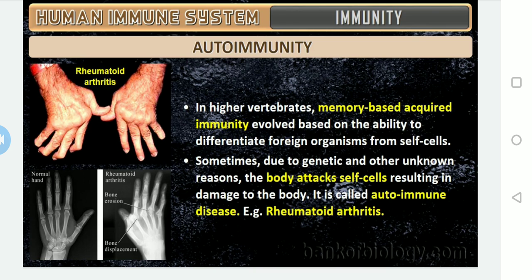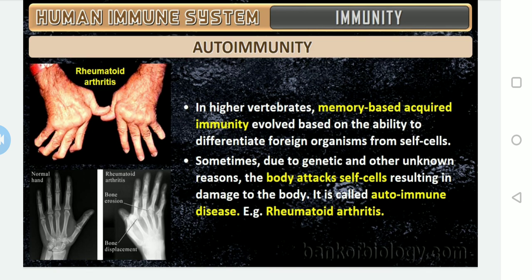Okay, so very best examples: rheumatoid arthritis, multiple sclerosis. Okay, did you get it actually? Yeah, in higher vertebrates, memory based acquired immunity developed, which evolved based on the ability to differentiate foreign organisms from self cells. But sometimes, due to genetic and other unknown reasons, the body attacks self cells, resulting in damage to the body. It is called autoimmune disease.